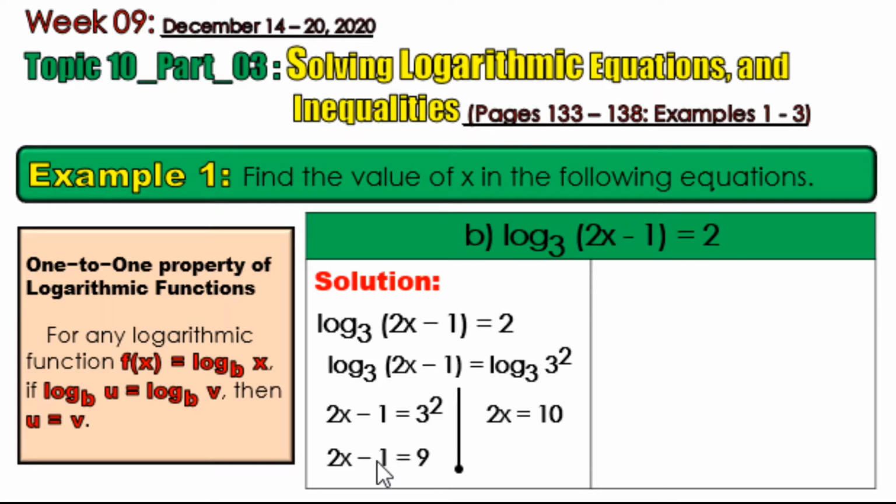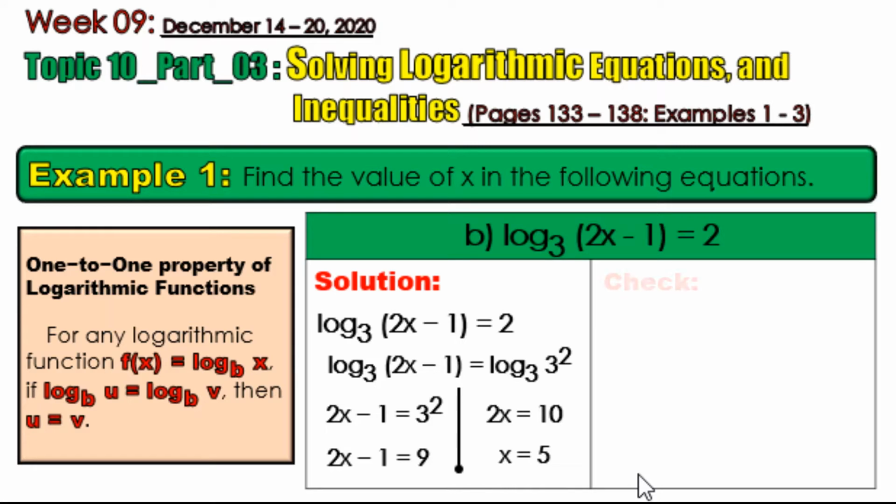We will be adding positive 1 to both sides of the equation, so the negative 1 will become positive 1. So you have 2x is equal to 9 plus 1, which is 10. Then we divide both sides of the equation by 2, and the value of x will be 5, since 10 divided by 2 is 5.